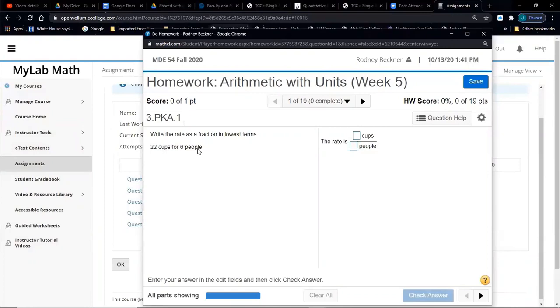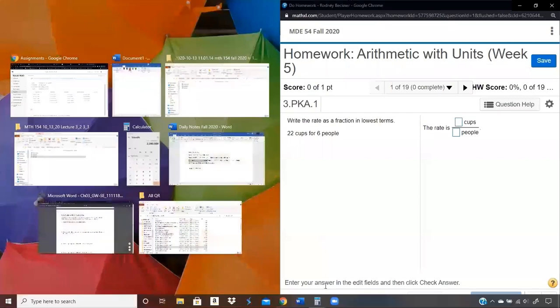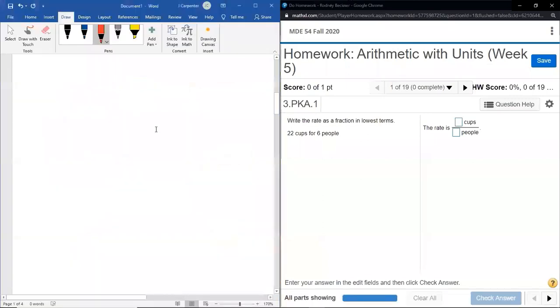You're supposed to use your words, use your units, because without the units, 22/6 means nothing, or its reduced form, which we'll get to in a minute. So let's do that, and this, boom, there we go, get the pen. So write the rate as a fraction in lowest terms.